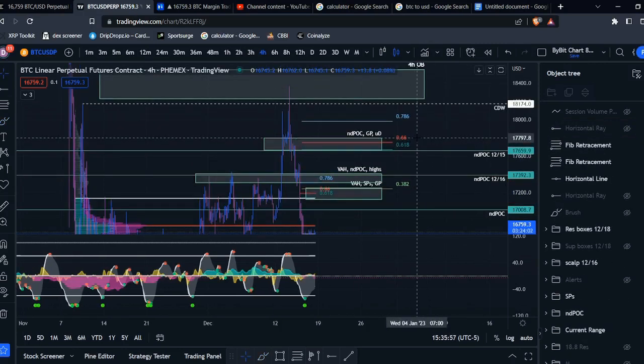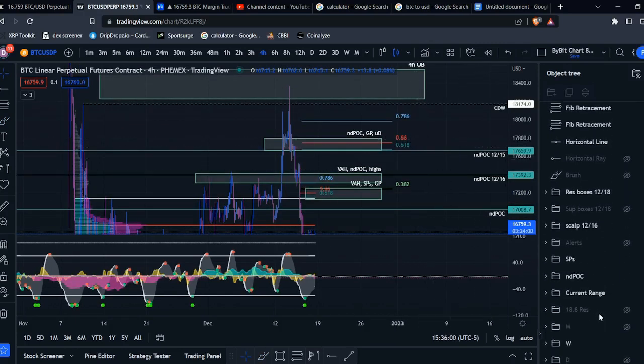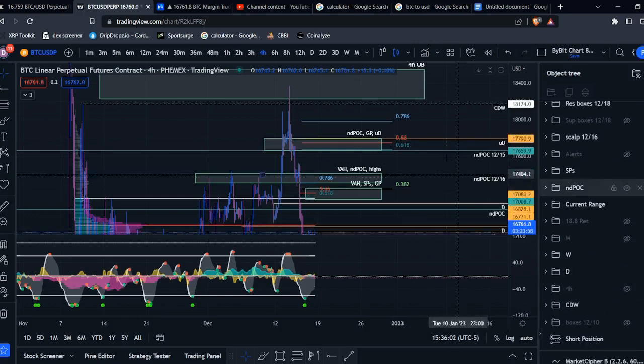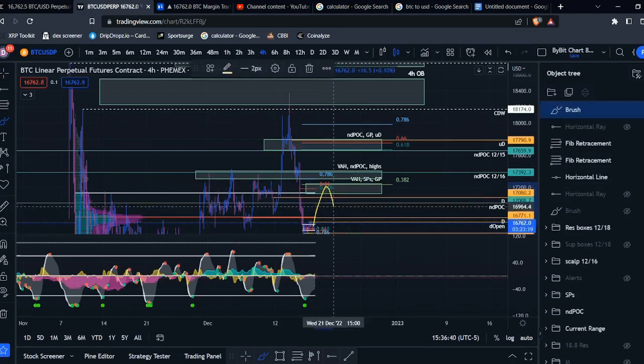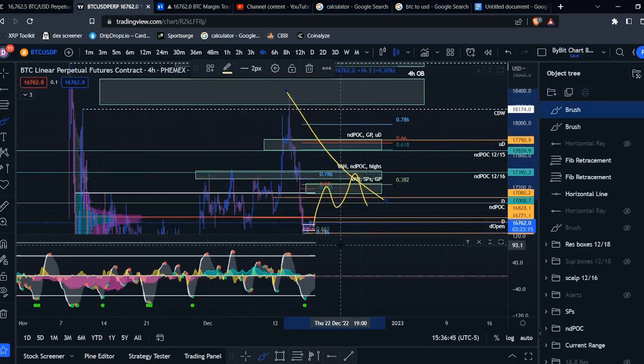And then we also have this golden pocket up there with an untapped daily level and another NDPOC. And this is coming in between 17,800 and 17,660. So if we get a move to the upside, these are pretty much the levels I'm going to be watching for a lower high and to potentially start a larger downtrend here.